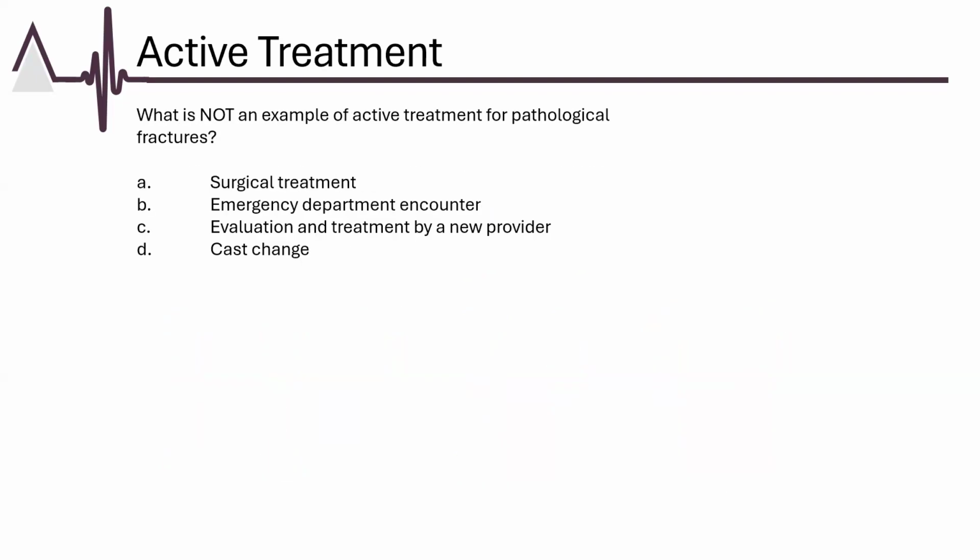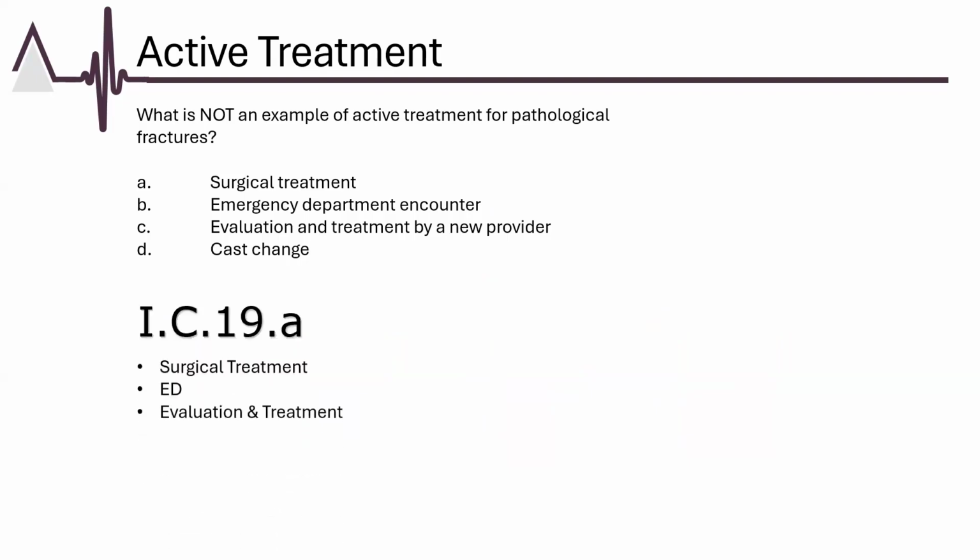What is not an example of active treatment for pathological fractures? Surgical treatment, emergency department encounter, evaluation and treatment by a new provider, or cast change. According to the ICD-10-CM guideline I.C.19.a, examples of active treatment are surgical treatment, emergency department encounter, and evaluation and continued treatment by the same or different provider. Cast change is considered subsequent treatment, and therefore the correct answer. It is not an example of active treatment.